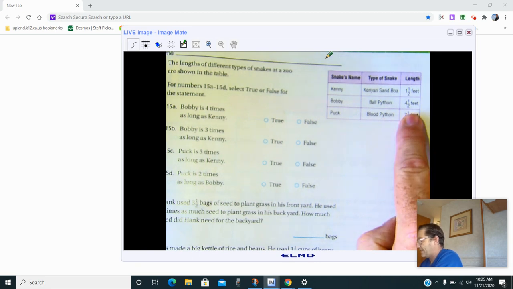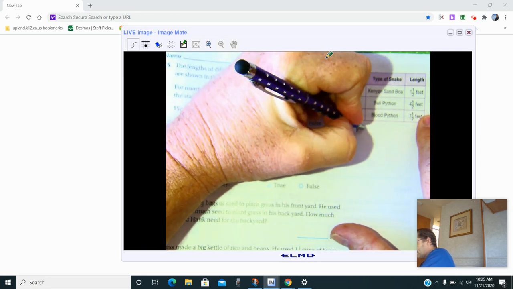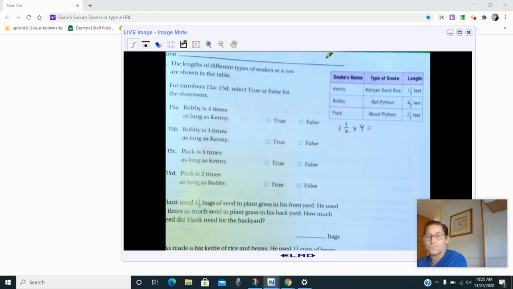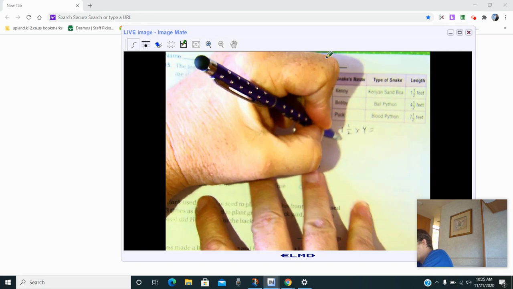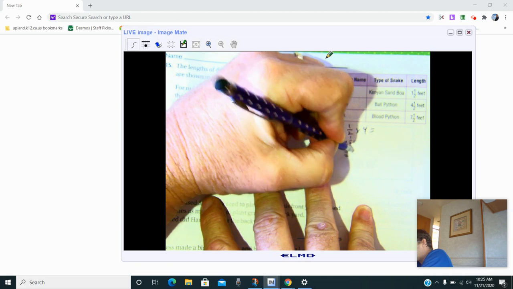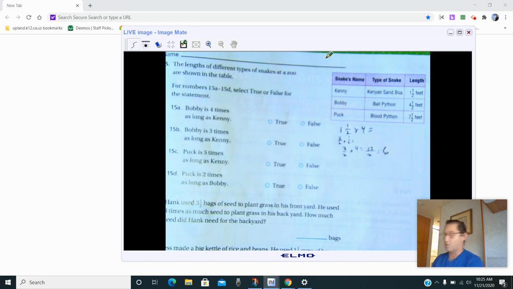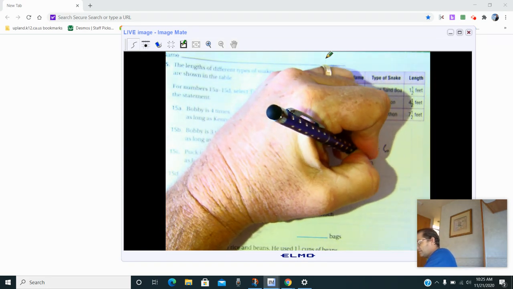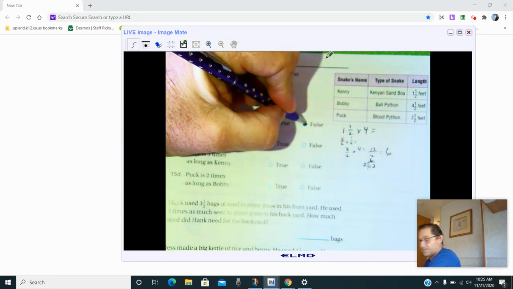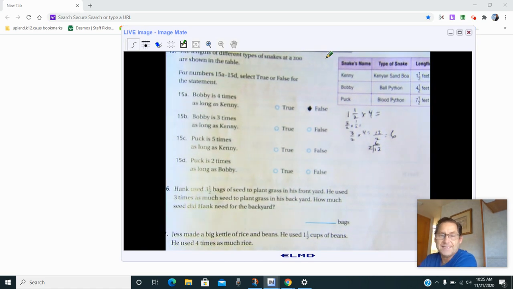So Kenny is 1.5, and they're saying Bobby is 4 times as much. Well, let's see. 1.5 can be rewritten as 2 halves plus 1/2. So 3 halves times 4 is 12 halves, which would be 6, because 12 divided by 2 equals 6. So that would be false. Bobby is 3 times as long as Kenny.